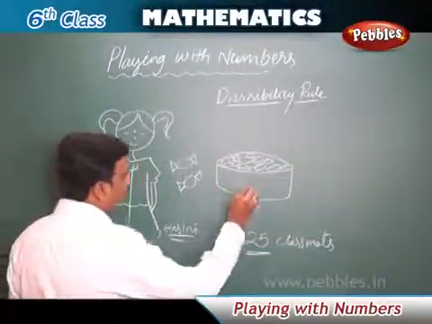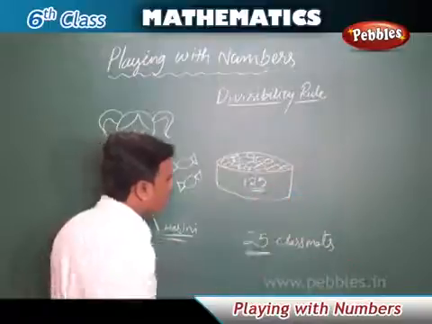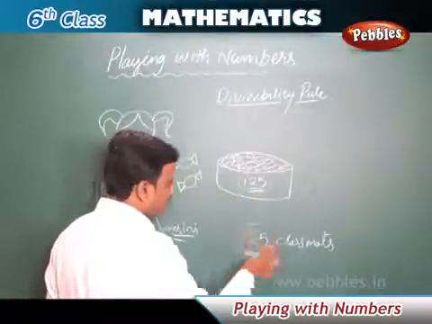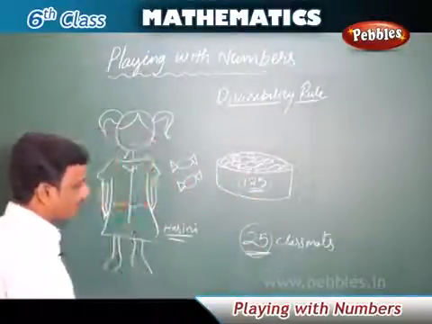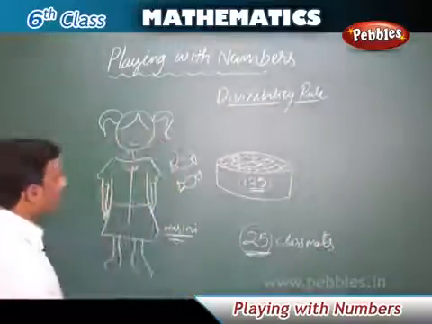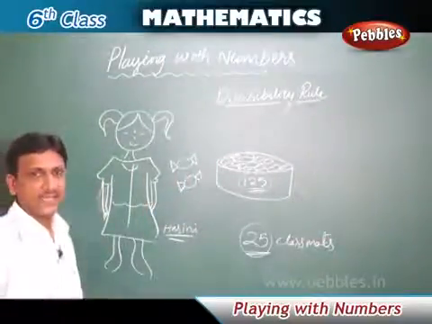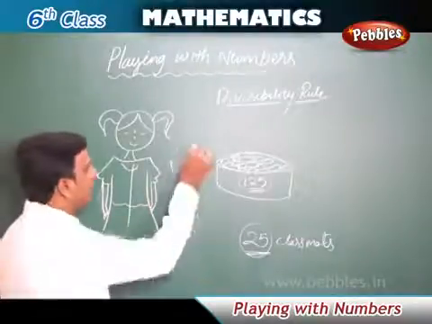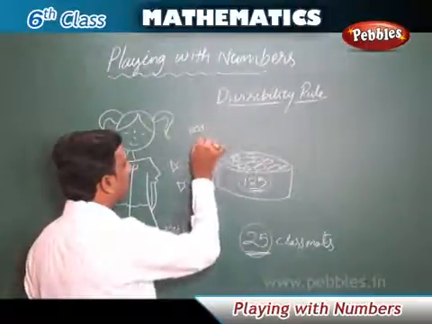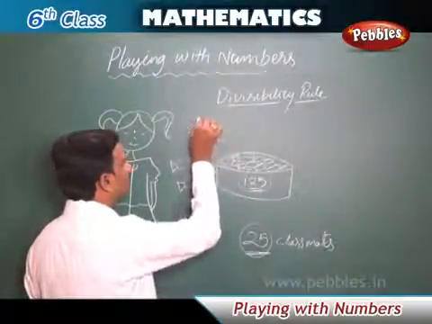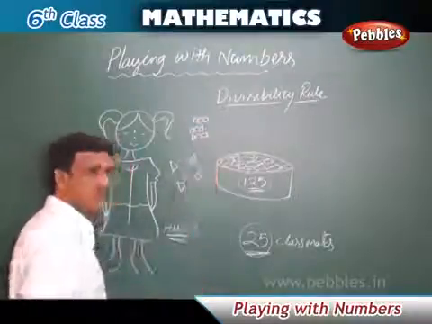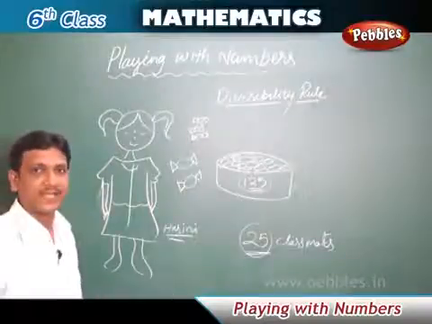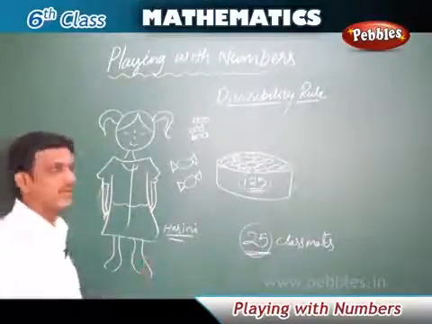Her father brought 125 chocolates for distribution. So she has got 125 chocolates and there are 25 members in the class. Now she wanted to distribute the chocolates equally among her friends. So what she is doing now, she is grouping them 3 chocolates each, so that she wanted to give 3 chocolates to each of her friends, and at the same time she wanted to distribute all the 125 chocolates.